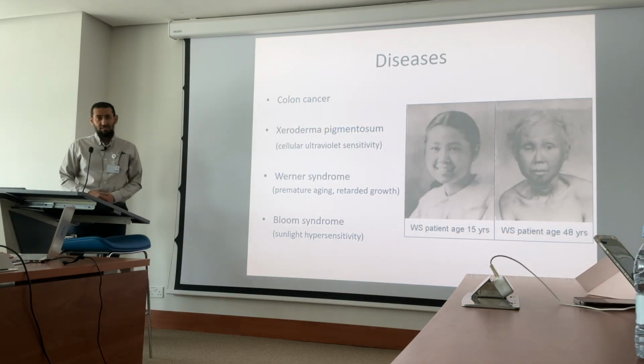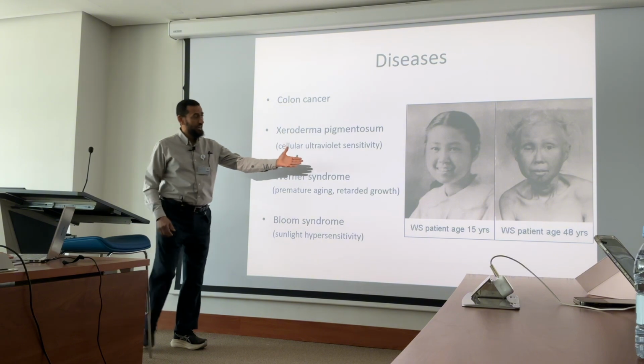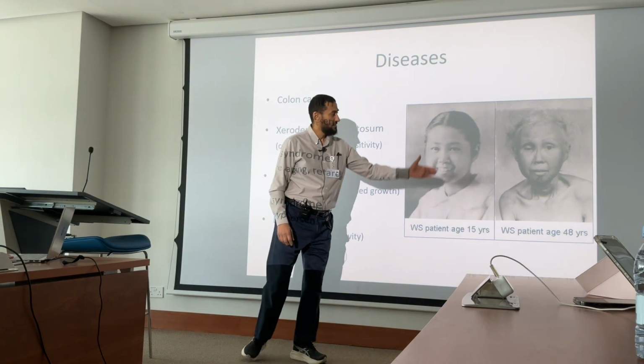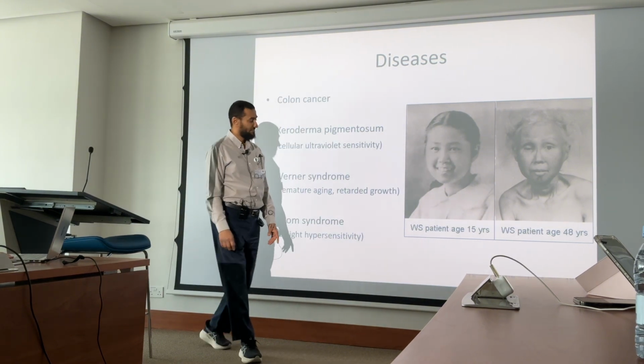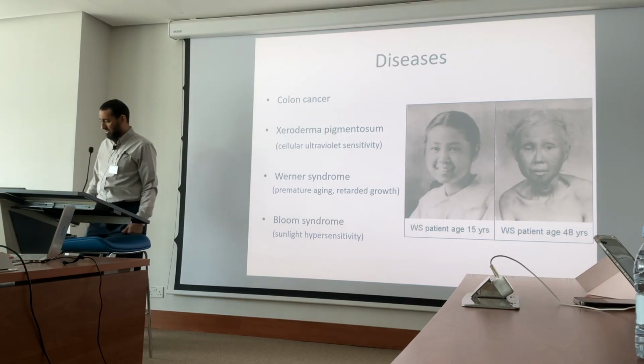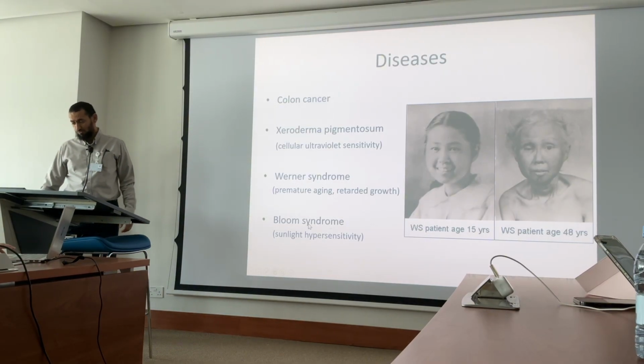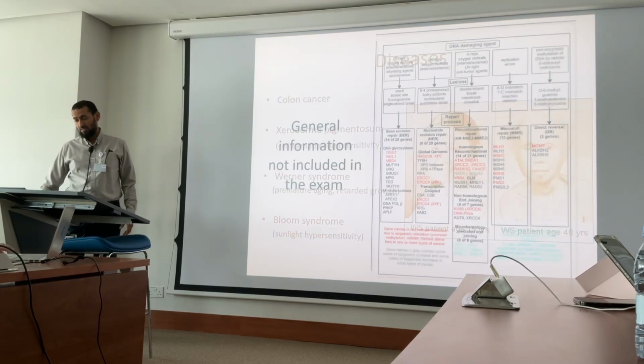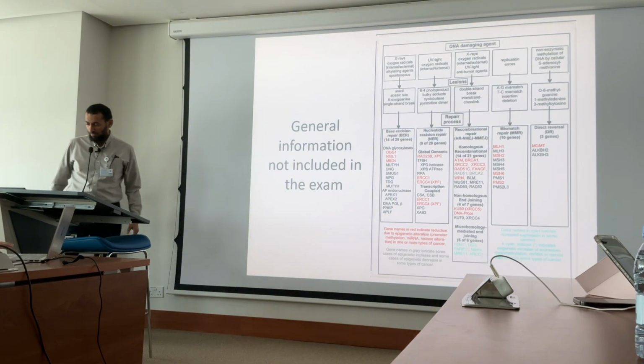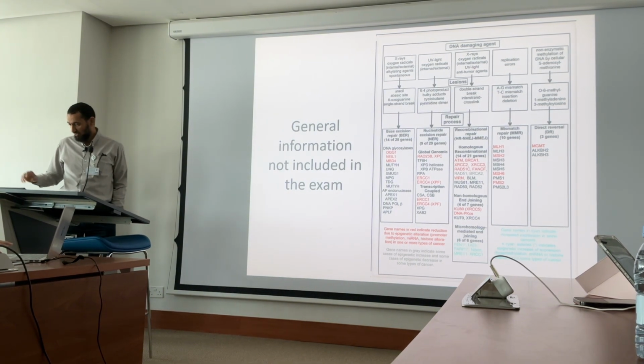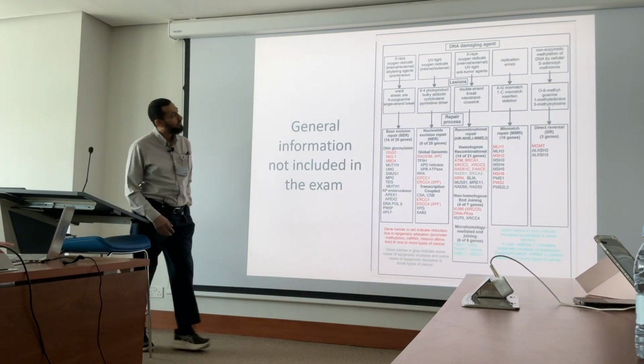This is another disease, premature aging: 48 years old, as if she is 80. It's a problem of the repair mechanism. Bloom syndrome, Werner syndrome, and others, all these are examples of diseases caused by defective replication. This is general information just for your information.